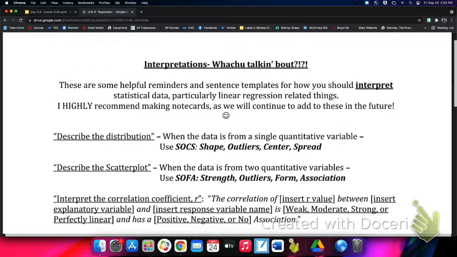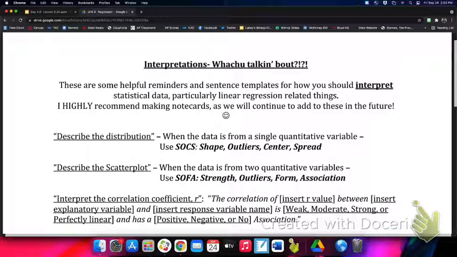So these are some of the formats of the sentences for our interpretations. When we interpret stats, there's usually a general format that we use. You can move a word over here or over there, but the idea behind it needs to be the same. So here are some interpretations that are going to be very helpful in our class. The first one we did a long time ago: when you see the phrase describe the distribution and you have a single quantitative variable, you should use SOCS.